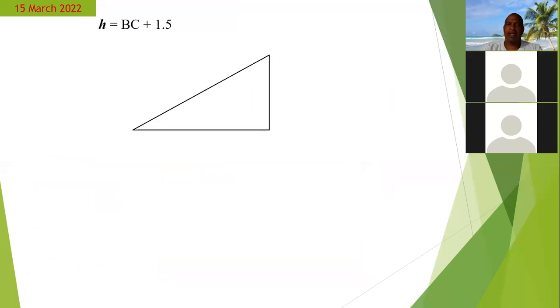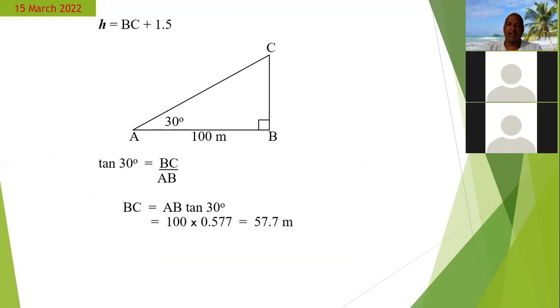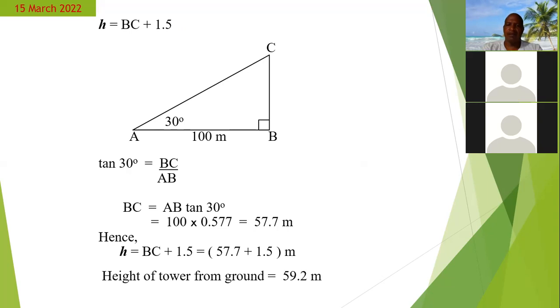All right, so this would have been the calculation from what we just did, guys. From the right angle triangle, we would have calculated the height of BC, which is the height of the leg of the triangle. That would be 100 times 0.577, which gives us 57.7. And now the height of the tower, which would be BC plus 1.5, would be 57.7 plus 1.5 meters, which gives us 59.2 meters. All right, good.